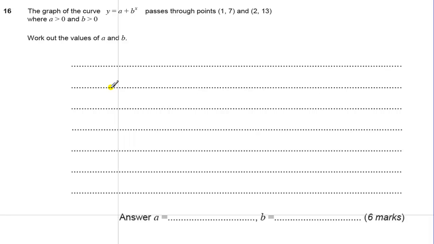And there are some fairly easy marks here for just a little bit of substitution. So we're told a graph is a curve of y equals a plus b to the power of x. Not something we're that familiar with at higher level GCSE. But we're told it passes through (1, 7) and (2, 13). So that tells us an x and a y value on this curve. We've got two values where we know the x and the y value.